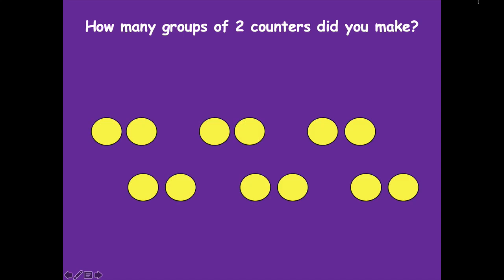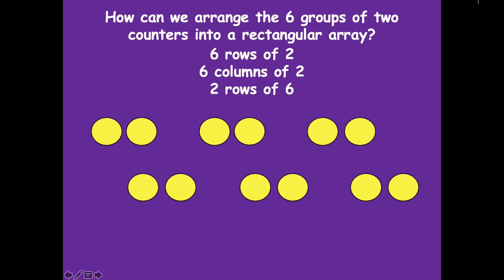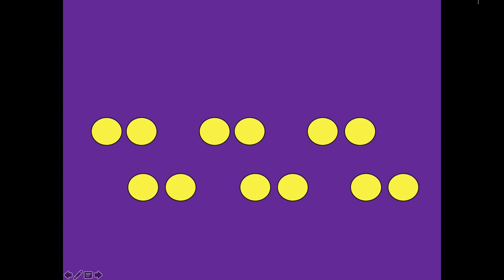So here's how I organize them. 1, 2, 3, 4, 5, 6. So how many groups of 2 counters did we make? 6 groups, right? So how can we arrange the 6 groups of 2 counters in a rectangular array? But we can put them in 6 rows of 2, right? We could put them in 6 columns of 2, 2 rows of 6. So there's different ways that we could do that.